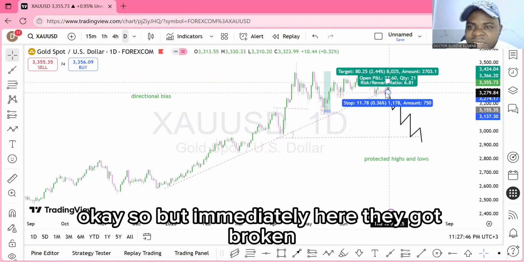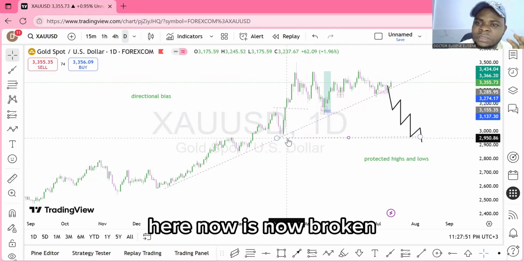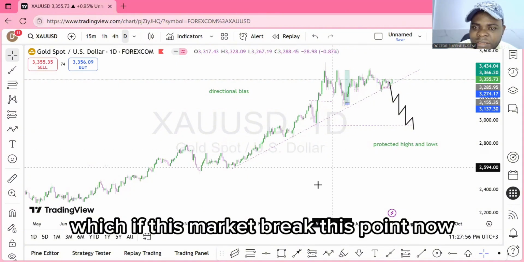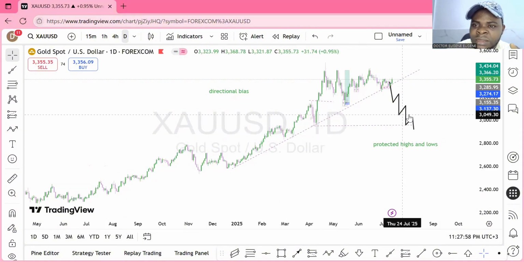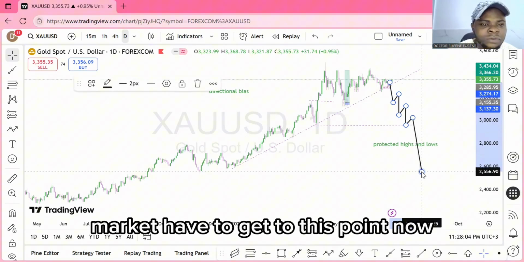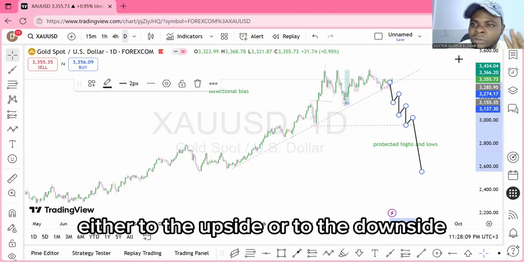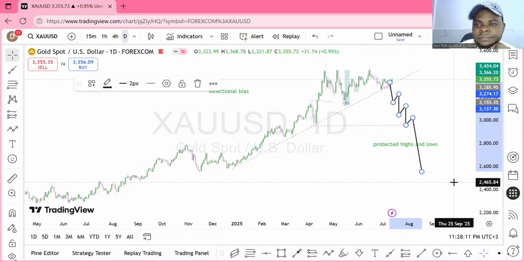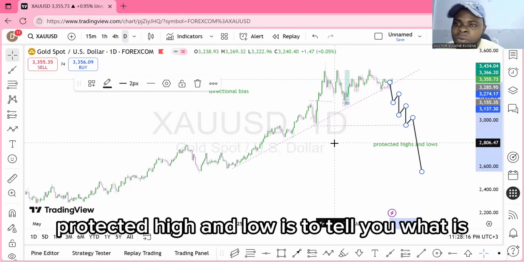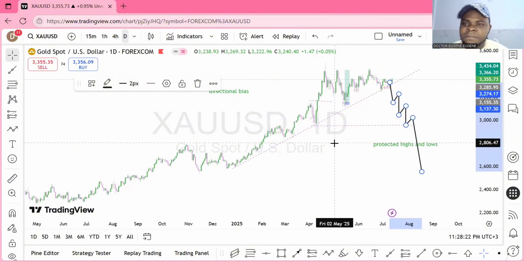But immediately this gets broken now, it will be a market structure shift. If the market breaks this point, the next point you'll be looking at is here. The market has to get to this point before any other move will happen, either to the upside or to the downside. So now the importance of this protected high and low is to tell you what is actually going on in the market currently.